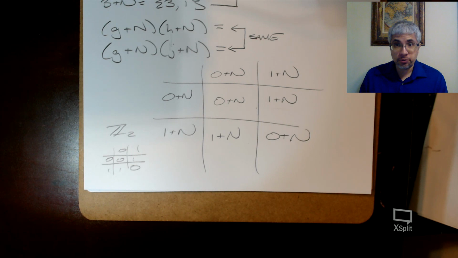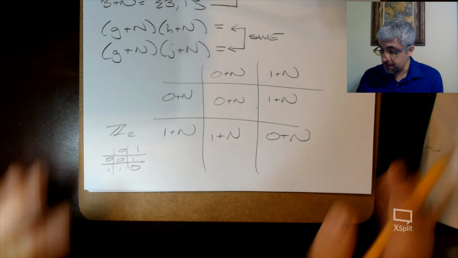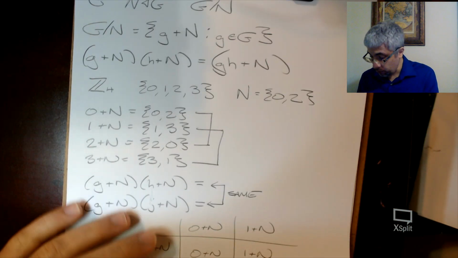So now what we want to do is construct a quotient vector space. So what we're going to do is have a vector space and a subspace.